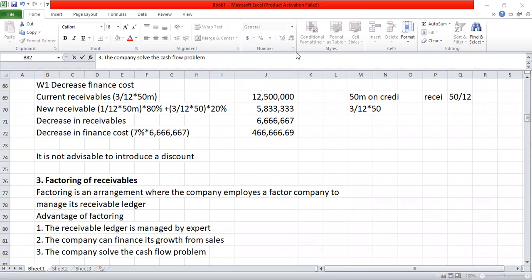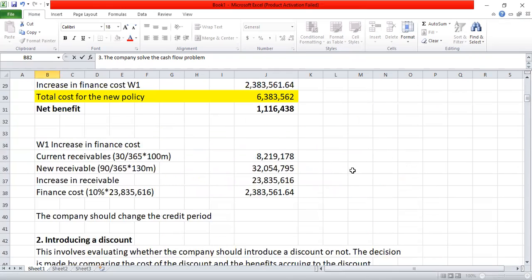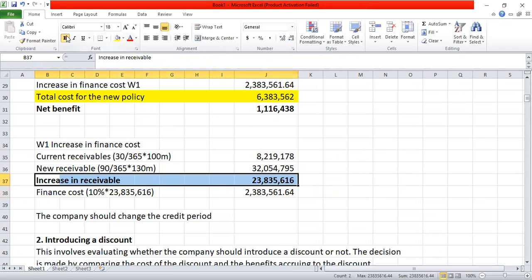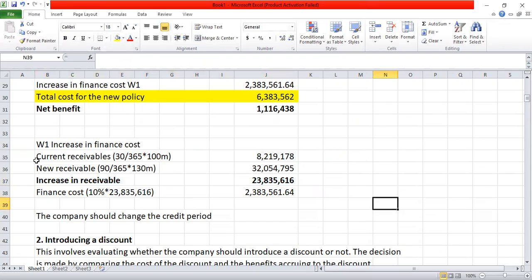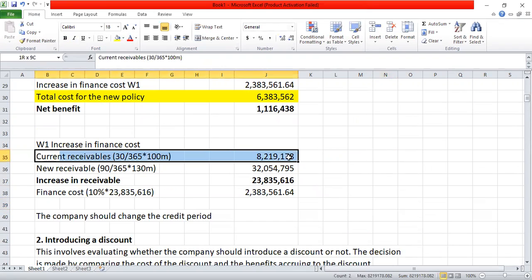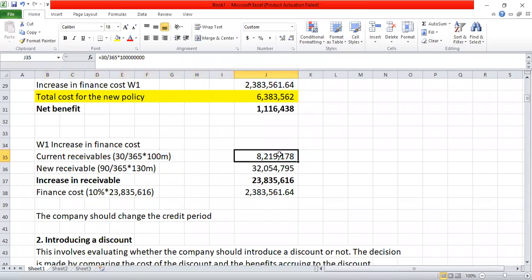The company can be able to solve its cash flow problems. On question 1, I don't understand where 2383 increase in receivables. Example 1, 23, this one. This is the current receivable at the current date. This is the current receivable if we consider the current policy. Because at the current policy, customers are paying in 30 days. So at the end of the year, you will have this receivable.